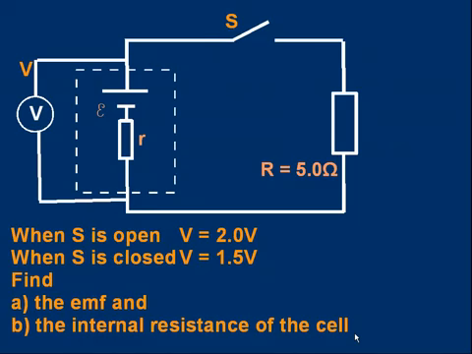Let's try another one. This is more like an exam question. Here we've got a circuit with a switch at the top, and the switch S is open. Resistor 5 ohms. And we're told when the switch is open, the voltmeter reading, the terminal PD, is 2.0 volts. But when the switch is closed, the voltmeter reading drops to 1.5 volts. And you've got to find the EMF and the internal resistance of the cell. If you want to pause to try that, you can pause now.